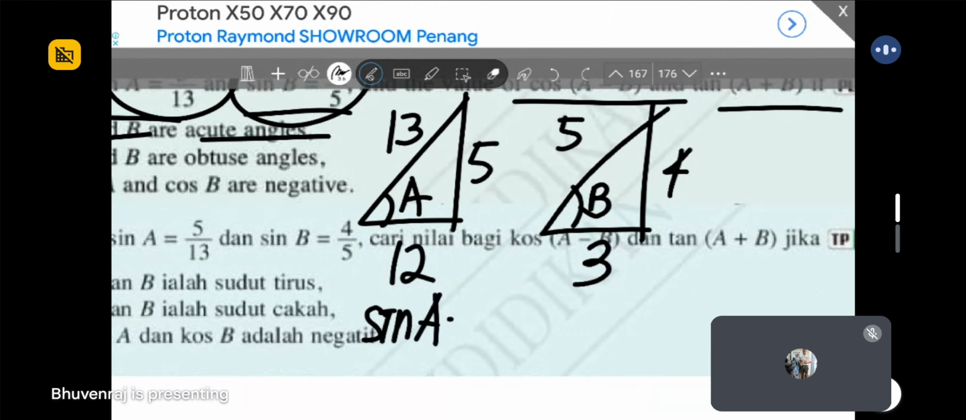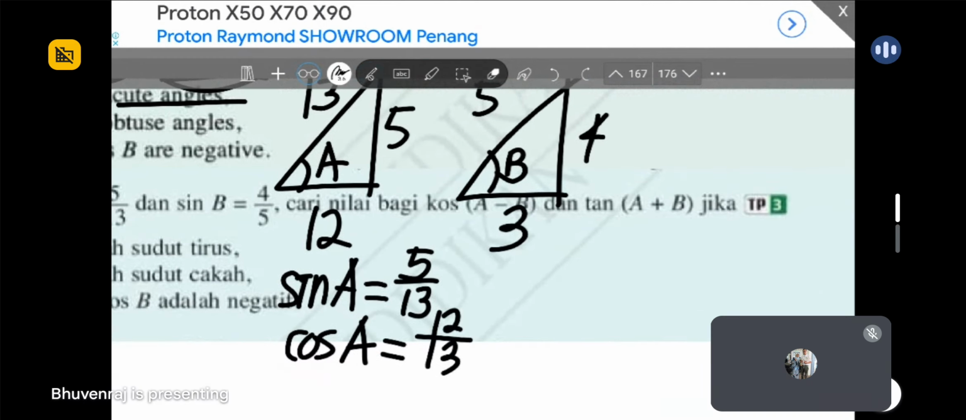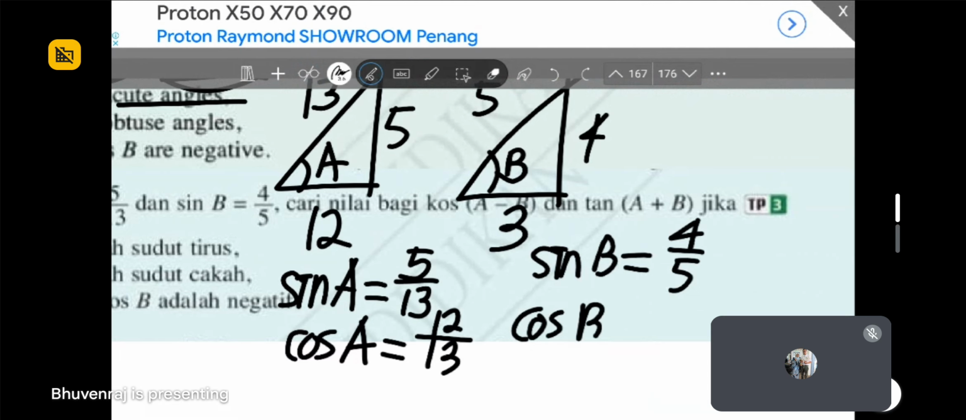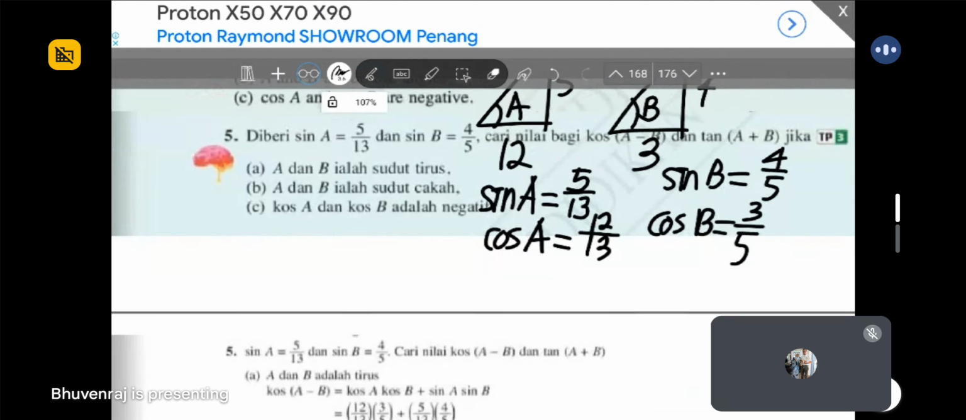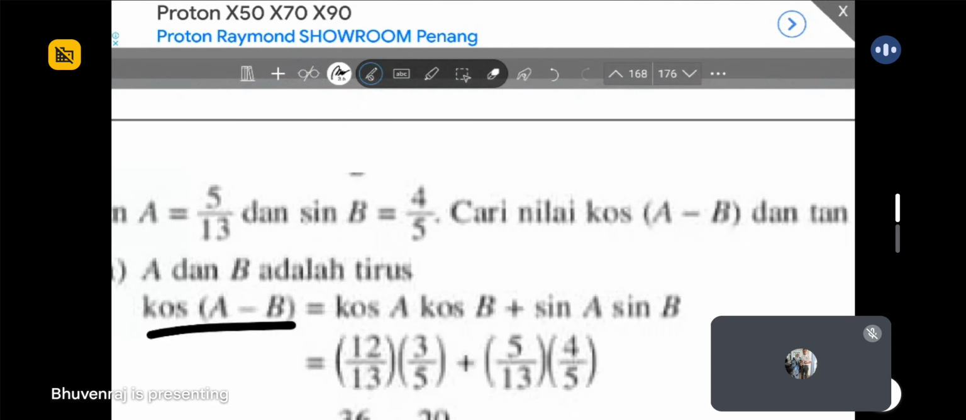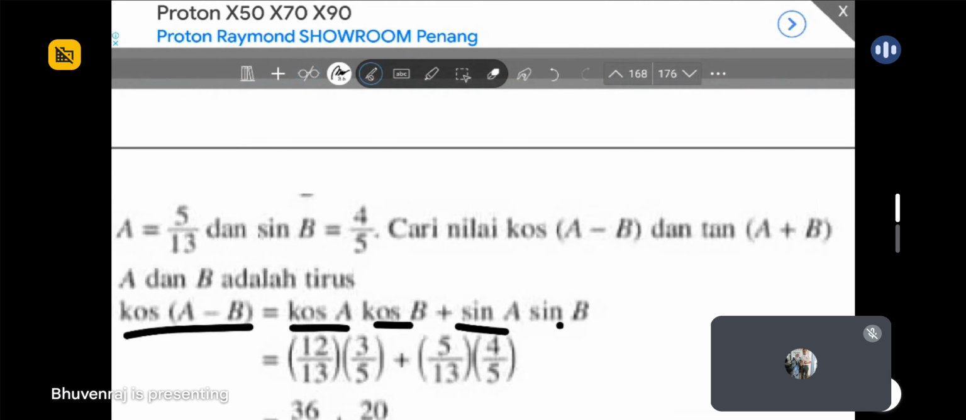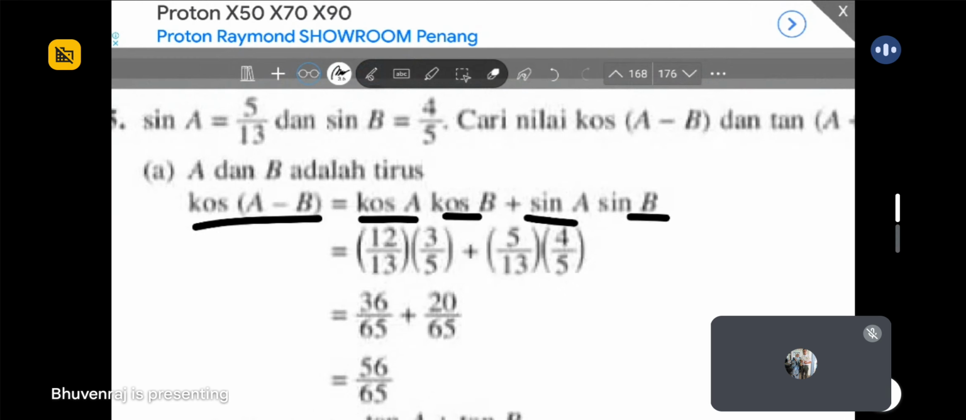First you state all the angles, guys. Bagi tahu semua sudut. Sin A, just now we got the information, 5 over 13. Cos A, what will you get? Adjacent over hypotenuse, bersebelahan bagi hypotenuse, 12 over 13. Sin B, opposite over hypotenuse, 4 over 5. Cos B, adjacent over hypotenuse, 3 over 5. So these are all your 4 ratios. Now you can start to substitute all the information. Gantikan saja. So cos(A minus B), expand normally, kembangkan macam biasa, substitute all your answers just now, and then press the calculator, get the answer.